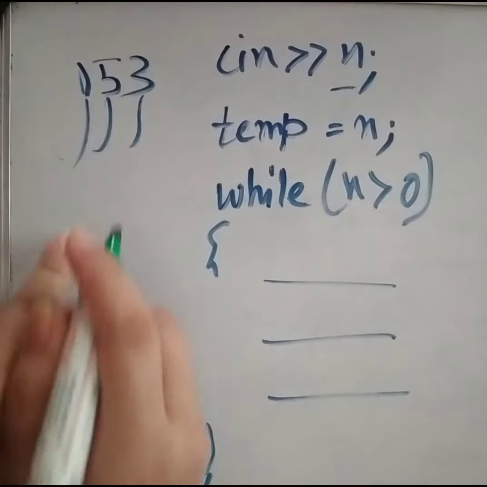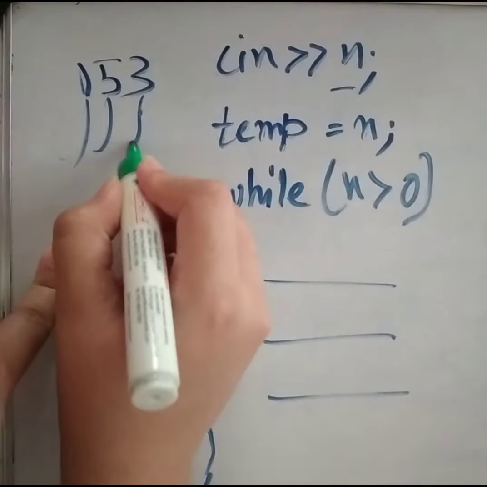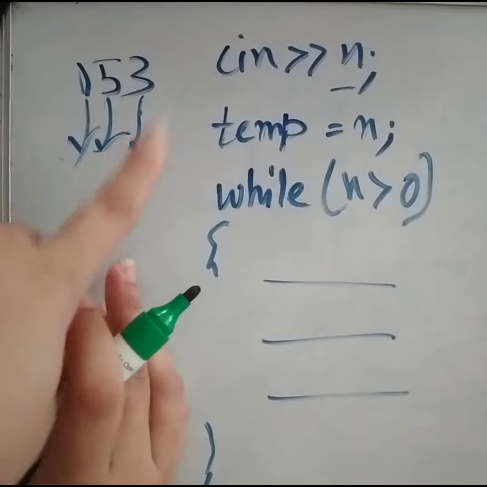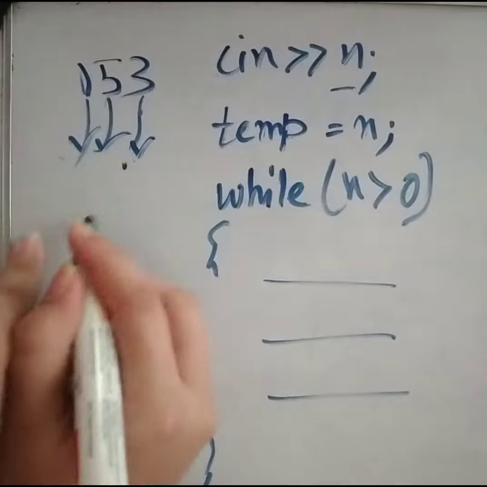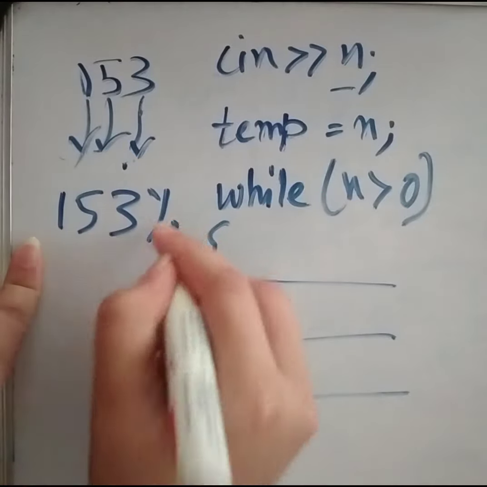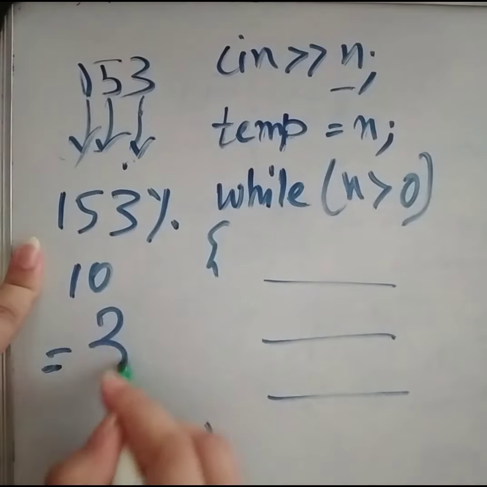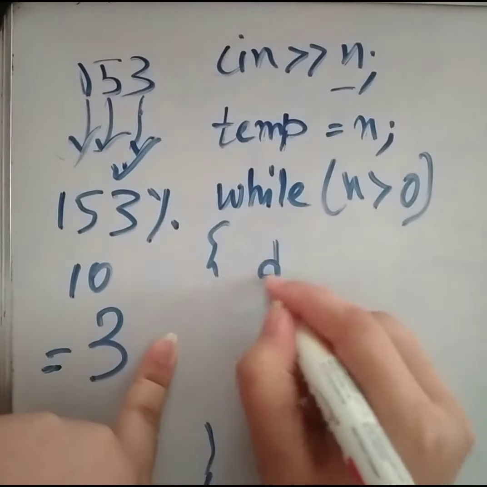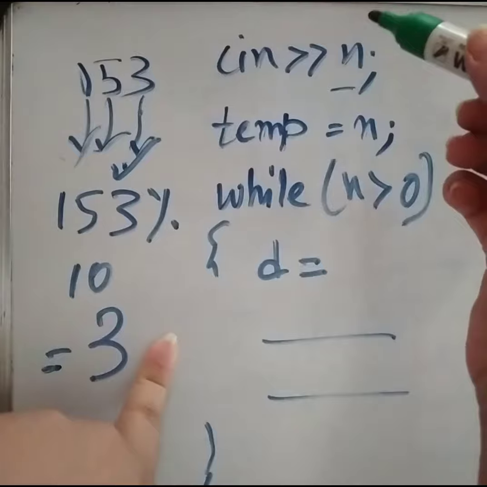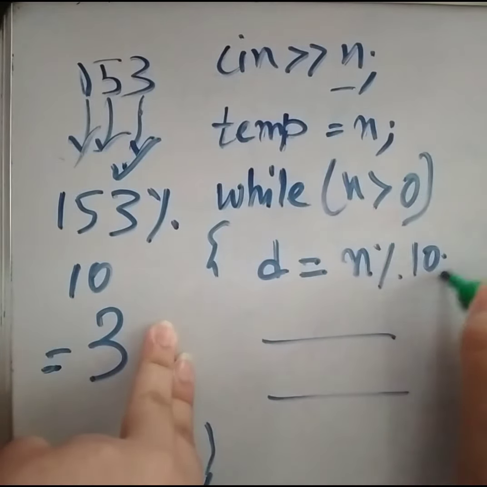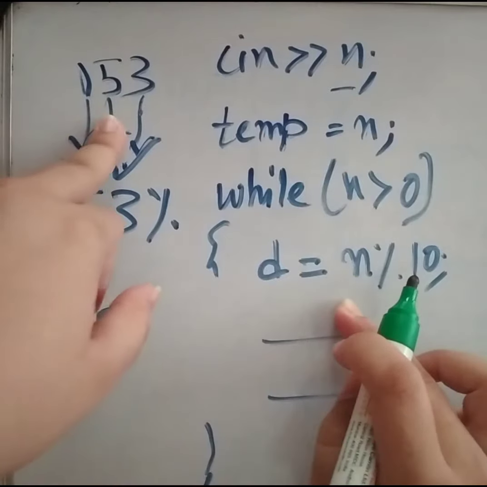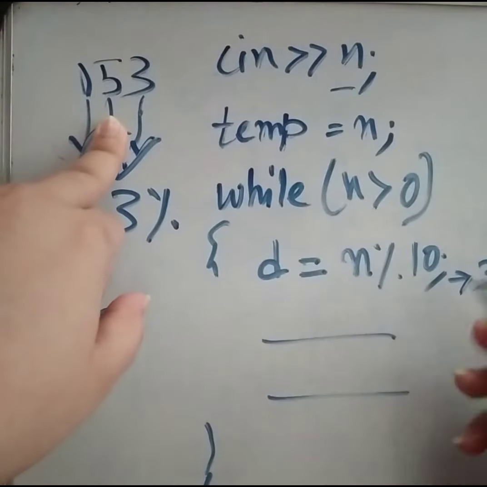First, we need each individual digit of this number. How will we get that? Using the remainder. If we do 153 mod 10, we'll get 3, the last digit. So let's do that. We'll take another variable d, and just don't forget to initialize it. I'm just showing you the main section: d equals n mod 10. So 153 mod 10, we are getting 3.